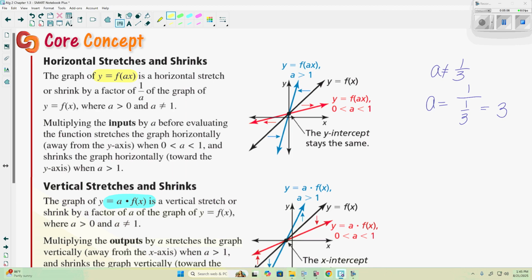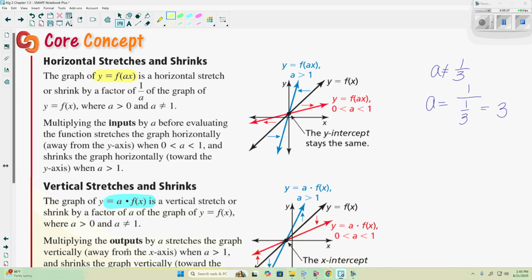We plug it in. This is the only one where they tell us, oh, it's a horizontal shrink of 1/3. Okay, I take the 1/3, flip it to become 3. Now I can actually plug it in. We kind of see that? Only one we do this with is horizontal stretch and shrink.